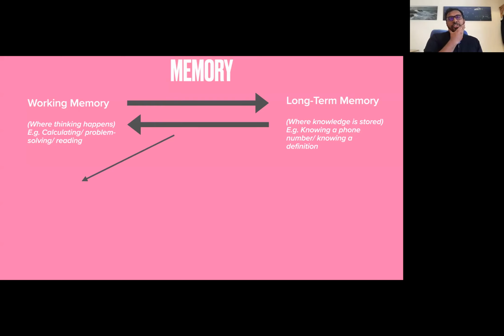There are three factors which really influence this transfer and the retention of knowledge in the long-term memory. The first is thinking hard. The research has shown that the harder students think and the harder students grapple with something to understand it, the more likely it is to be embedded in their long-term memory.